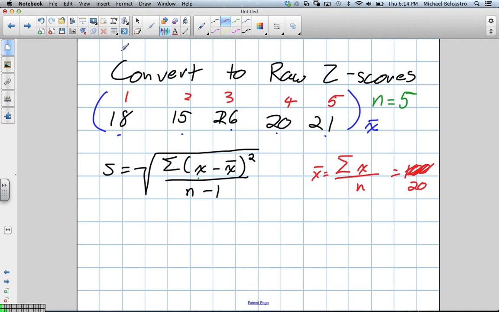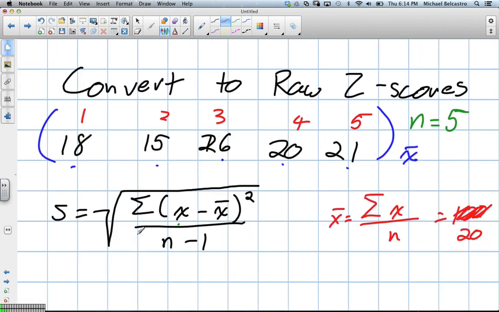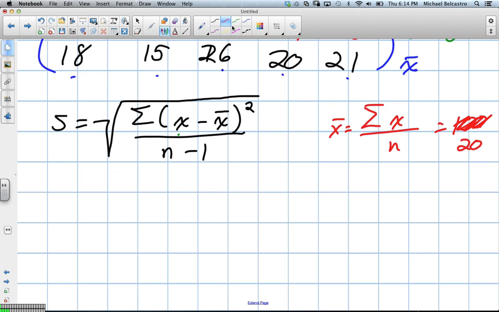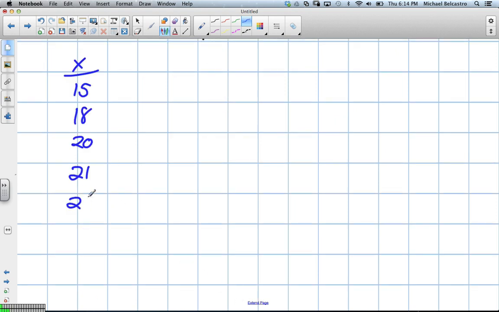So an easy way to sometimes do this, I'm going to zoom in a bit, is to create a type of chart, and we tend to make a vertical chart. So here's all our data, and it'll help us if we put it in order from lowest to greatest, or vice versa, just to make sure we're going about this the right way. So obviously we'd start with 15, then 18, then 20, 21, and 26.